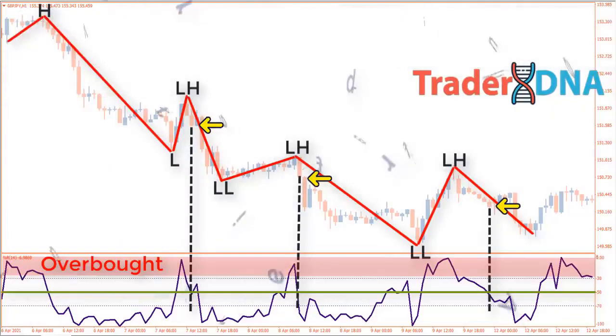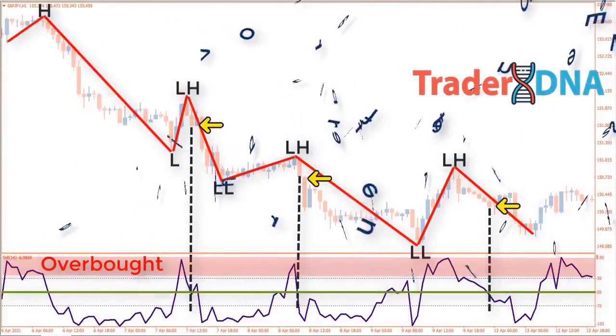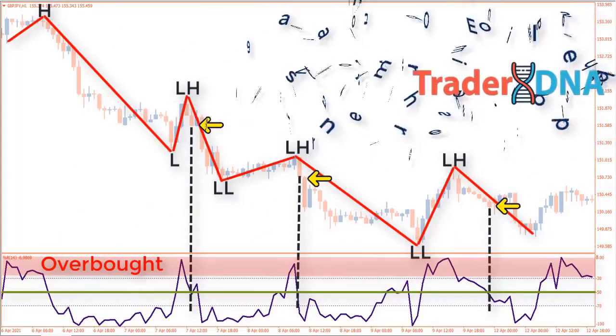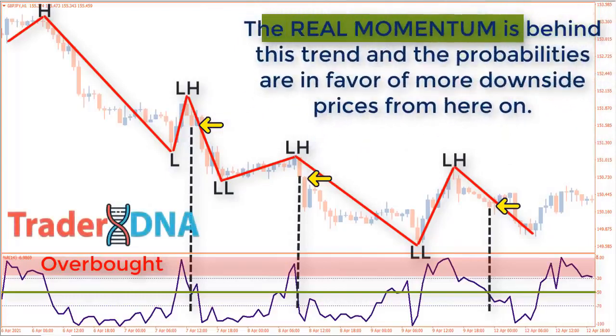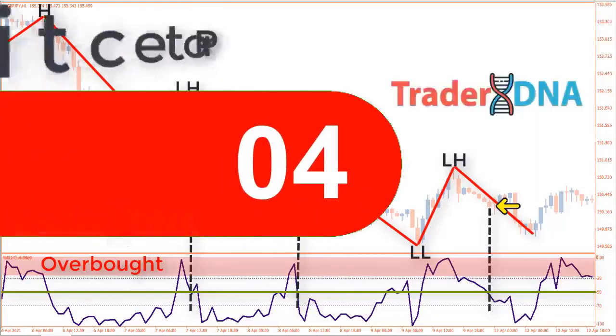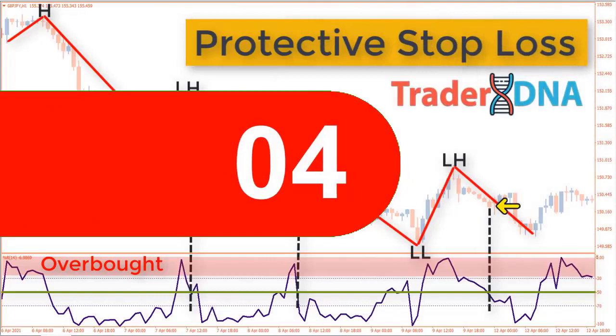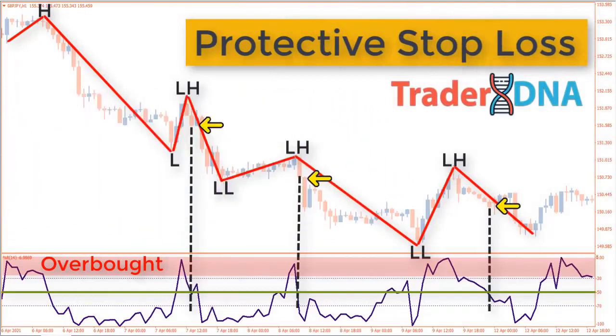Now, we have confirmation from both the price and the Williams %R momentum indicator. The real momentum is behind this trend, and the probabilities are in favor of more downside prices from here on. The next important thing we need to establish is where to place our protective stop loss. Step 4. Place your protective stop loss above the recent low or high. We want to hide our protective stop loss.